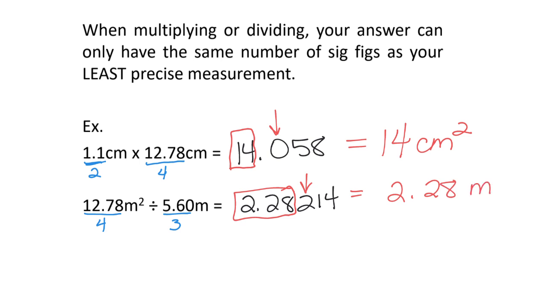Now, meters squared divided by meters is meters. I'm not super worried about you guys getting the units correct at this point in time, but just the number. So the number of sig figs has to be correct. Okay, let's do one more.